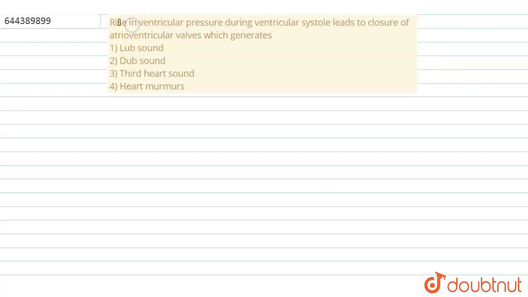So the question says, rise in ventricular pressure during ventricular systole leads to closure of atrioventricular valves, which generates option 1 lub sound, option 2 dub sound, option 3 third heart sound, and option 4 heart murmurs. Okay. So here we have to discuss the heart sound.